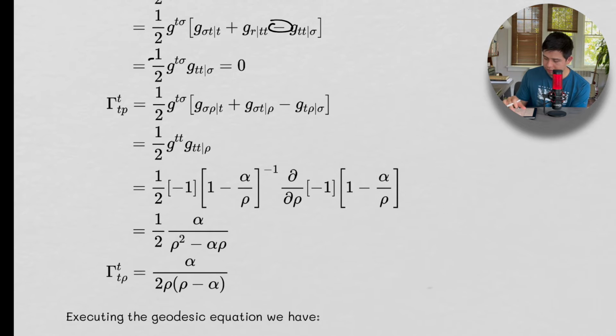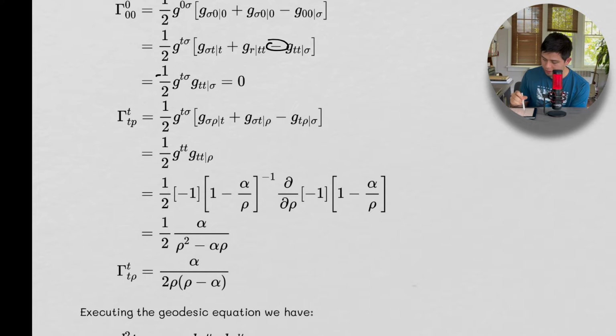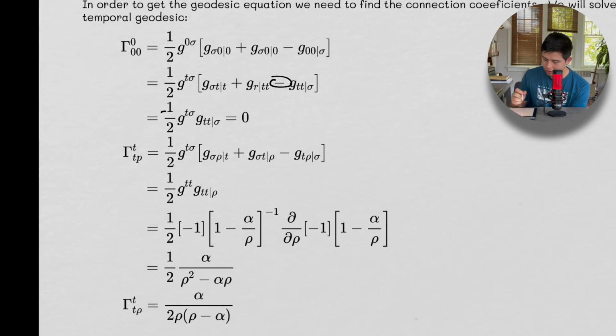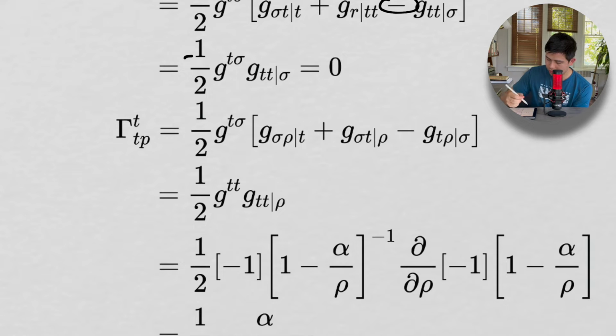And then we have this guy here, right? So this is 0, 0, rho, right? So that should be a rho. This is a rho.